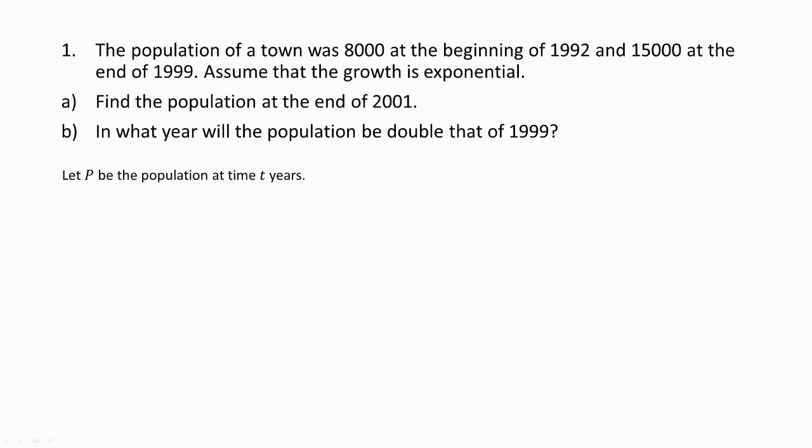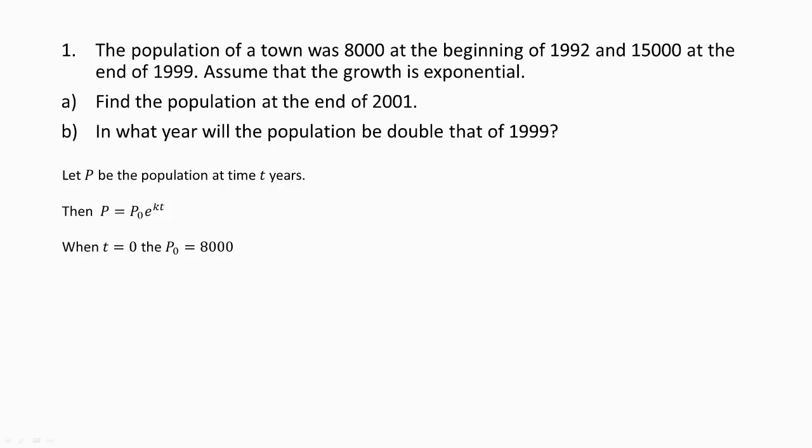We define our variables. Let P be the population at time t years. Then we substitute that into our exponential equation. P equals the initial value of P, e to the kt. Our first job is to find k. What is k? So we're going to substitute in.